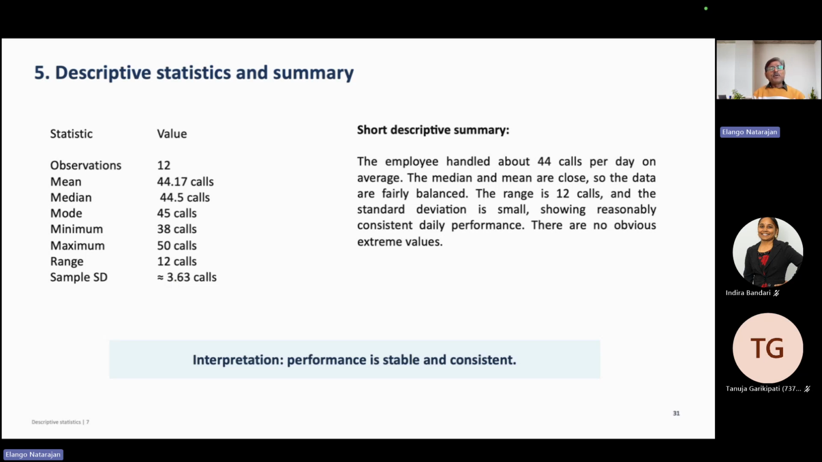So in the sense, the employee is performing consistently every day. There are no obvious extreme values. So performance is very stable and consistent. You can report like this for that particular employee. Maybe you can recommend him for promotion or increment or bonus. All good.